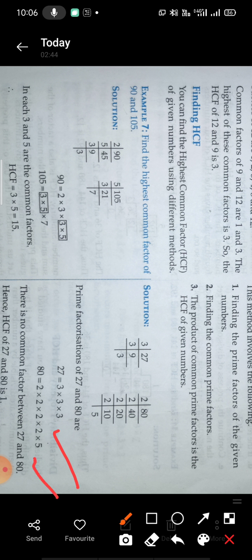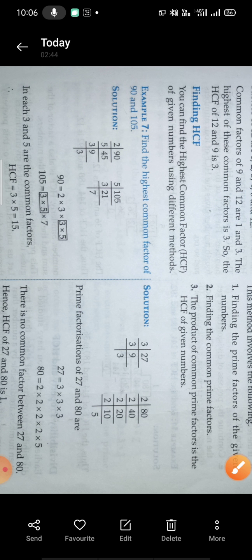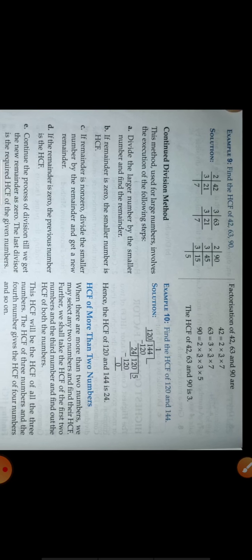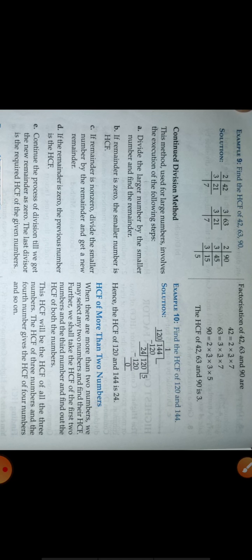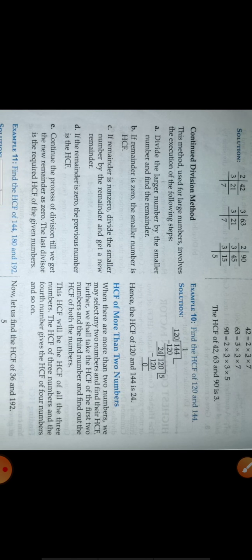So in that case, if you cannot find any common factor, then your HCF will be 1. Okay, so here your highest common factor of 27 and 80 is 1. Okay. Now there is another method called the continued division method.